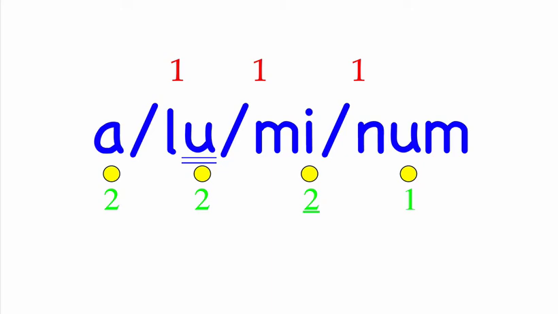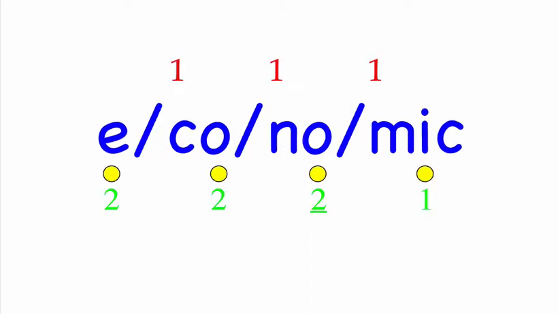Economic, economic. He is an economic professor at the university. Economic. First syllable, 1 sound, e. Co, 2 sounds, k, o. No, 2 sounds, n, o. Mick, 3 sounds, m, i, k. E, ko, no, mick. Mark the word and then advance the video.